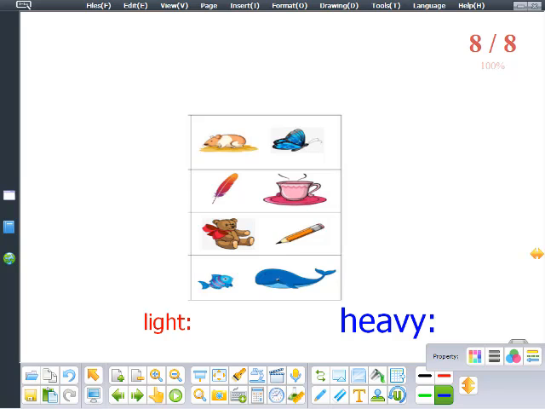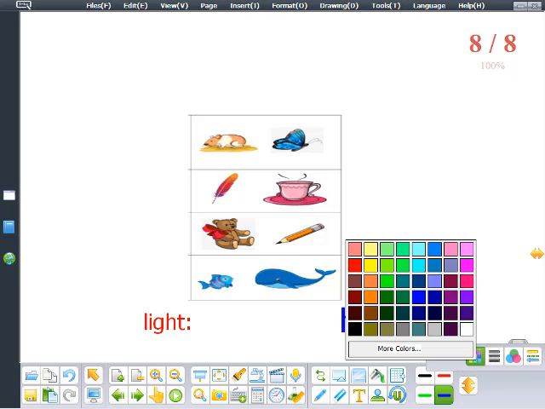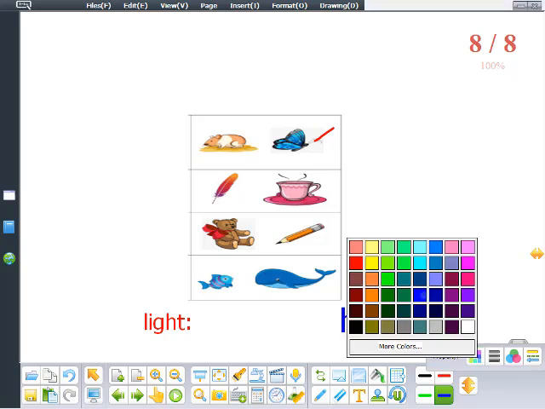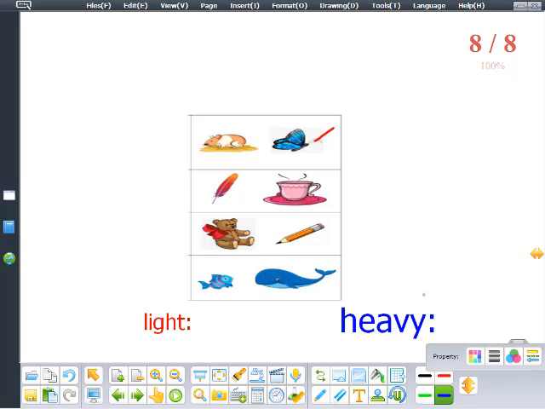Look at this mouse. Is it light or heavy? According to the butterfly, the mouse is heavy. But the butterfly is light or heavy? It's very light. You can bear it so easily. You can move it from a place to another. So the butterfly is light. Make it with red. What about the mouse? It's heavy. So make it with blue.